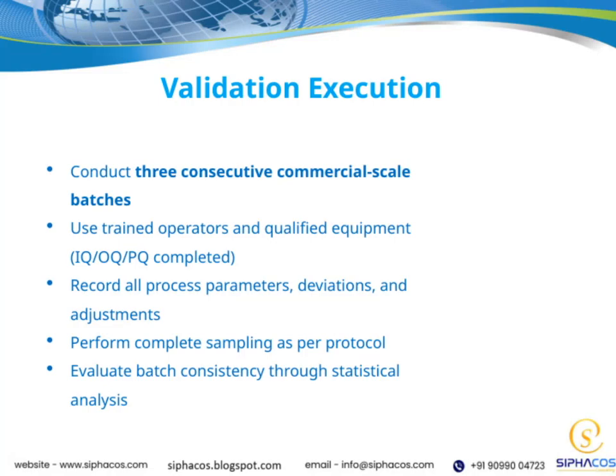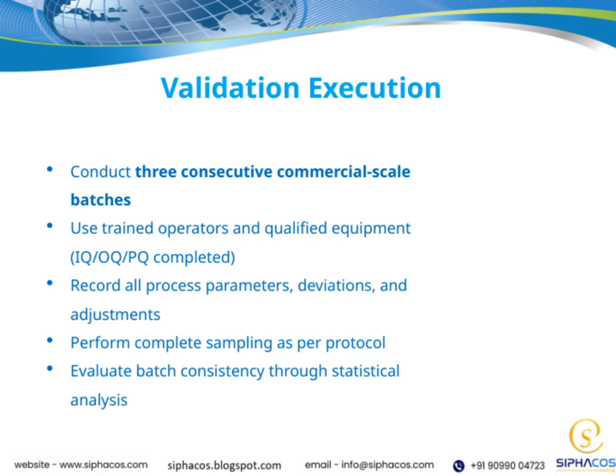All right, now that we've established the initial process setup, the next step is to conduct 3 consecutive commercial-scale batches. This is a crucial phase because it demonstrates the reproducibility and reliability of the process at a larger scale. We want to ensure that everything runs smoothly across multiple runs, not just a one-time event. It's important that these batches are handled by trained operators using qualified equipment, which means all the IQ, OQ, and PQ protocols have been completed beforehand. This ensures that the environment and equipment are properly validated and ready for commercial production.